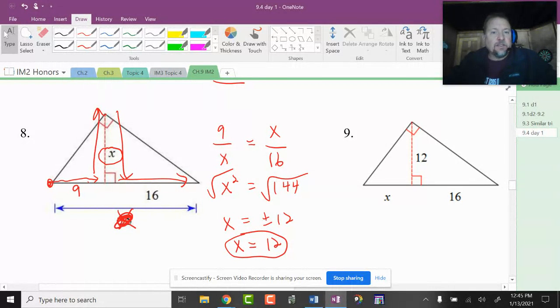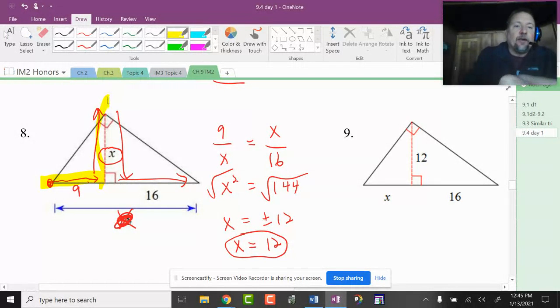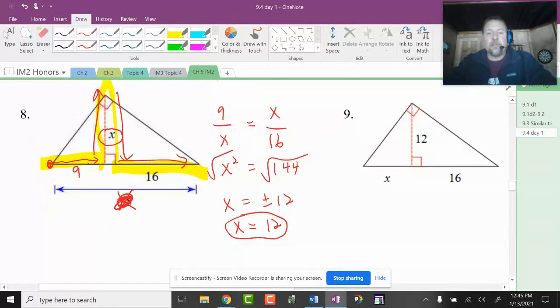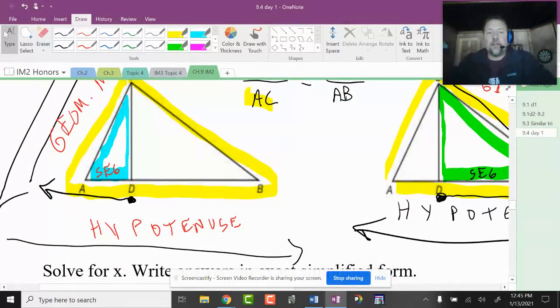9 over x equals x over 16. So I'll do that with a highlighter, never picking it up. 9 over x equals x over 16. That's the trick. If you can remember that, it's very simple. It's memorization. No plus-minuses in geometry.